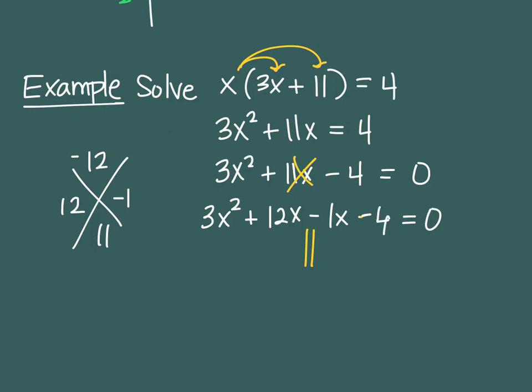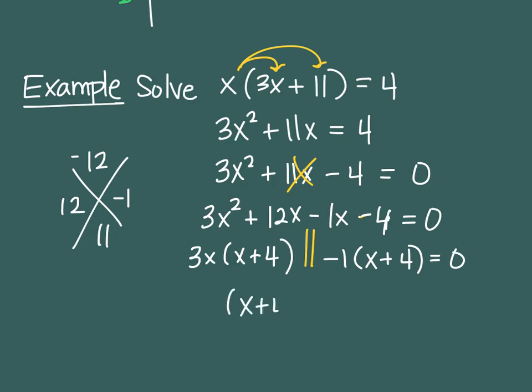Okay, on the left side, what can I pull out as my GCF? 3x, leaving me with x plus 4. What about on the right side? What will the GCF be? It'll be a negative number. It'll be -1, so that I'm left with x plus 4. That's equal to 0. So the factors I've pulled out are x plus 4, and the other factor is 3x minus 1, which is still equal to 0.